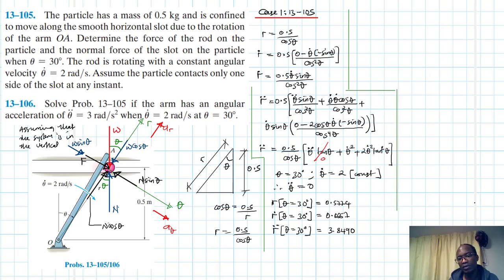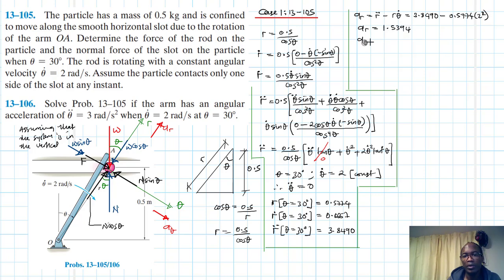We need these values so that we calculate the acceleration, right? So we do have our a_r, which is equal to r double dot minus r theta dot squared, and this is equal to 3.8490 minus r, which is 0.5774 squared. Therefore, our a_r is just going to be equal to 3.8490 minus 0.5774 squared.